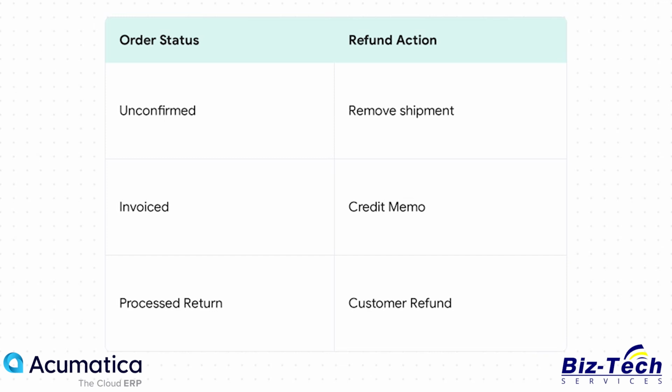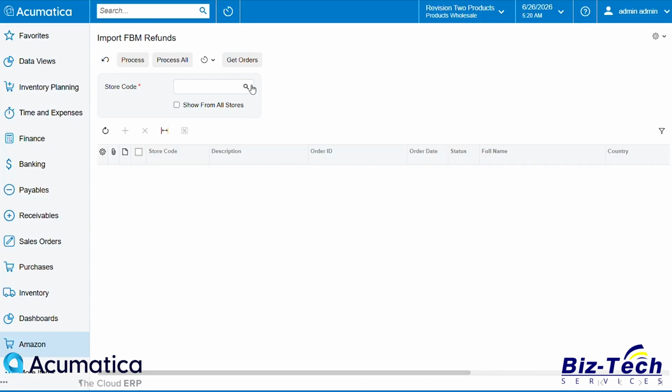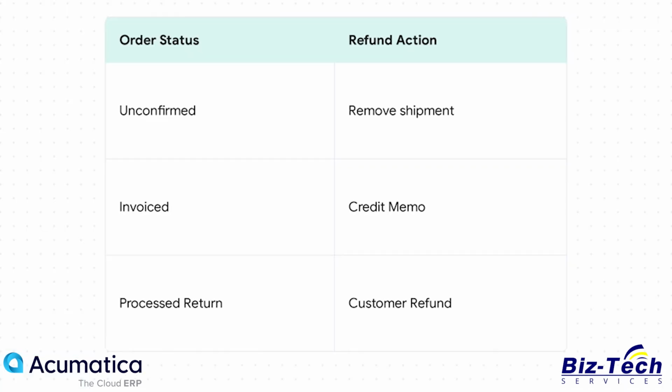What about refunds? They are methodically managed end-to-end with some really strict logical rules based on the order's exact state. If an order gets refunded while it's still just an unconfirmed pending shipment, the system simply removes it. Easy. But if the order was already invoiced, it'll generate a formal credit memo. And if it's a fully processed return, it creates a customer refund payment. Everything uses an adjustment reason, which keeps your records impeccably clean for auditing time.